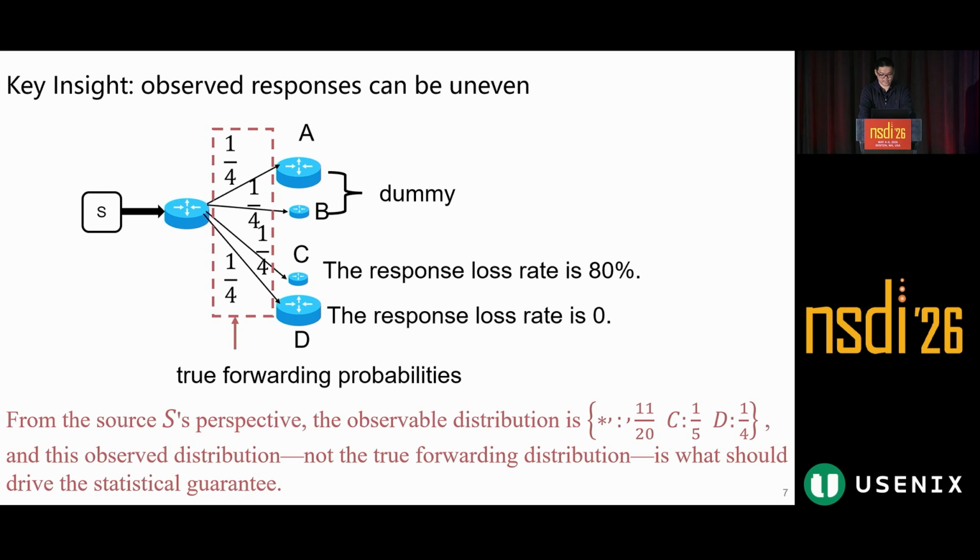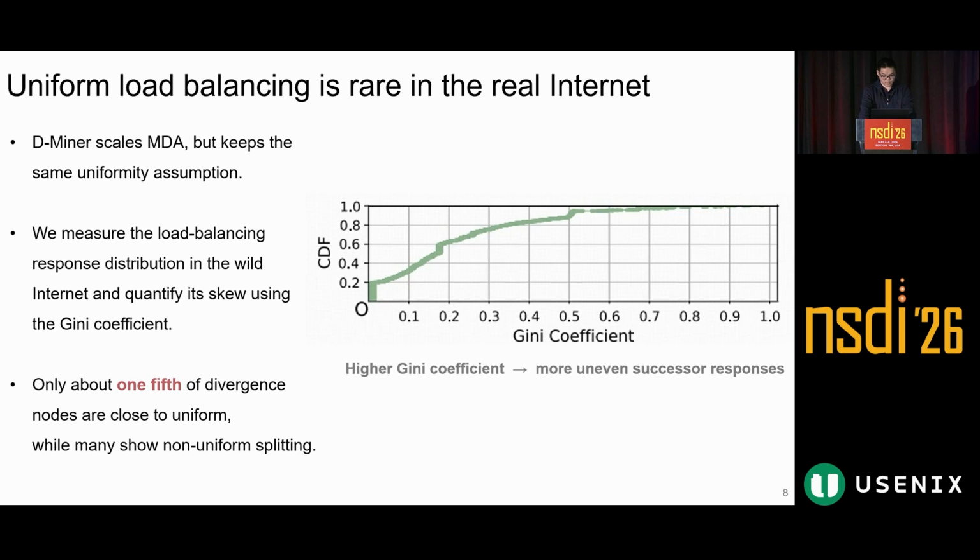And that is exactly where a naive uniformity assumption can fail in practice. So we ask a simple question: does the real internet actually look like that? We measure the response distributions of load balancing routers in the wild internet and use the Gini coefficient to quantify how uneven they are. What we see here is that only about 1/5 of diverged nodes are close to uniform, while many others are clearly uneven. So in the real internet, uniform load balancing is the exception rather than the rule.